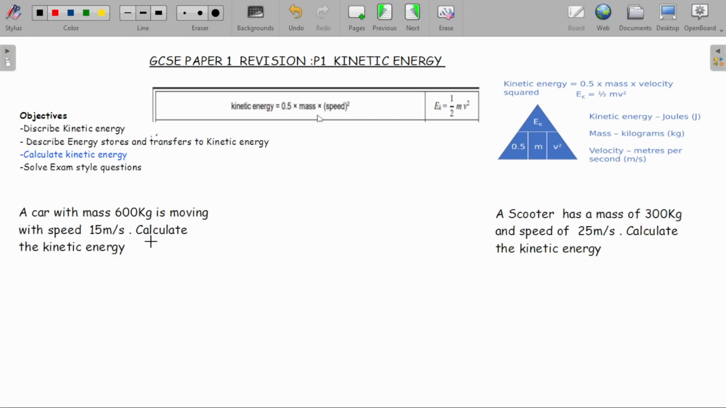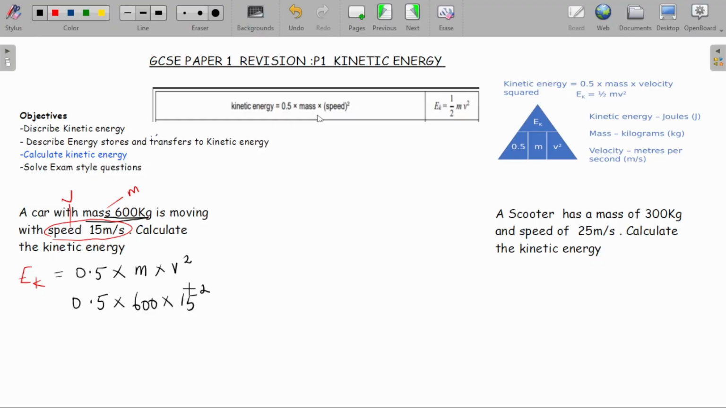To solve our first example, we need to consider the variables given in the question. For this first example, we have a car with mass 600 kilograms. It has a speed of 15 meters per second, and we're asked to calculate the kinetic energy. So this is the mass, this is the speed, and we recall our equation, which is provided on the equation sheet, to be EK equal to 0.5 multiplied by mass multiplied by v squared. So if this is v and that is m, we can just plug in those values, or substitute as it's called. Mass of 600 multiplied by 15 squared.